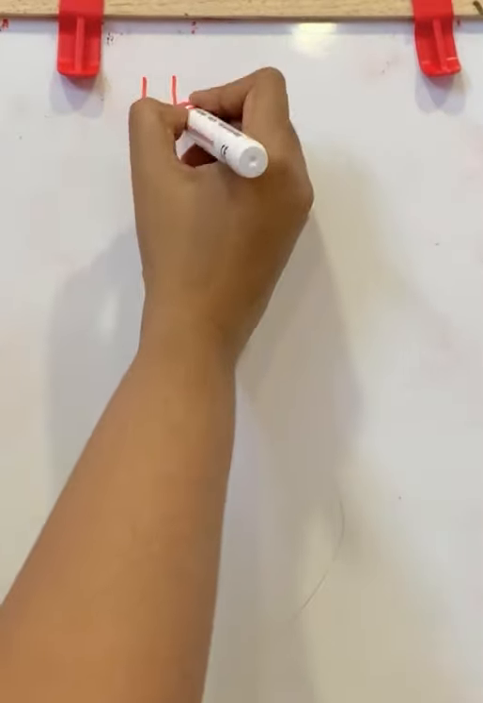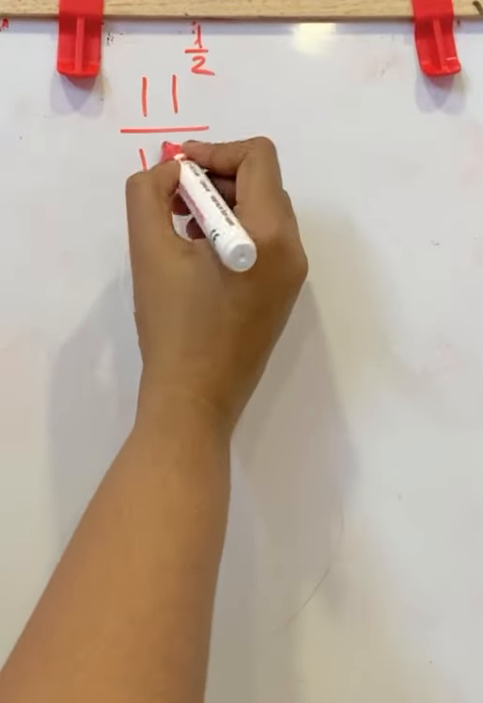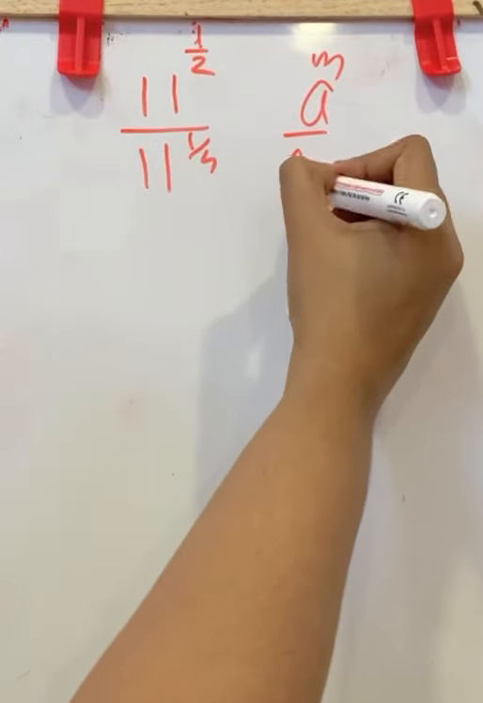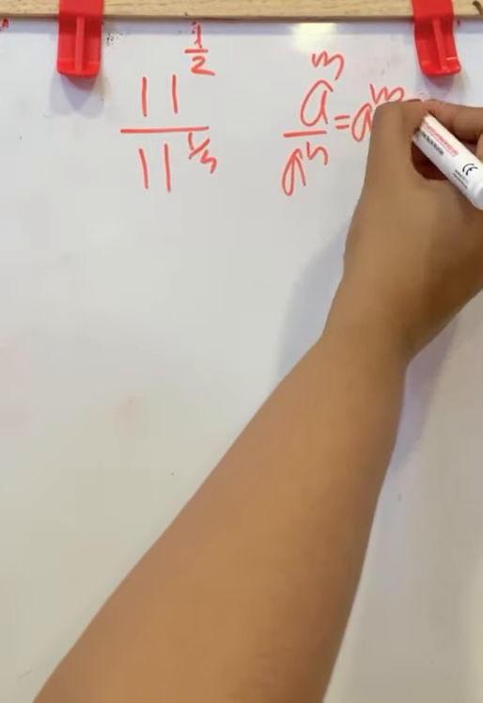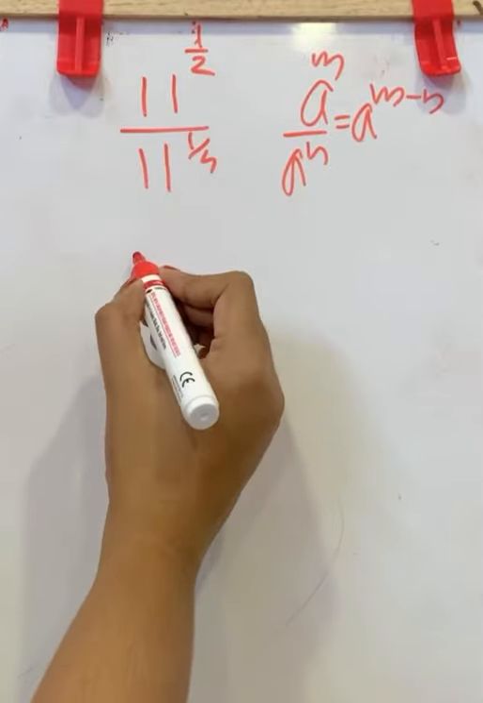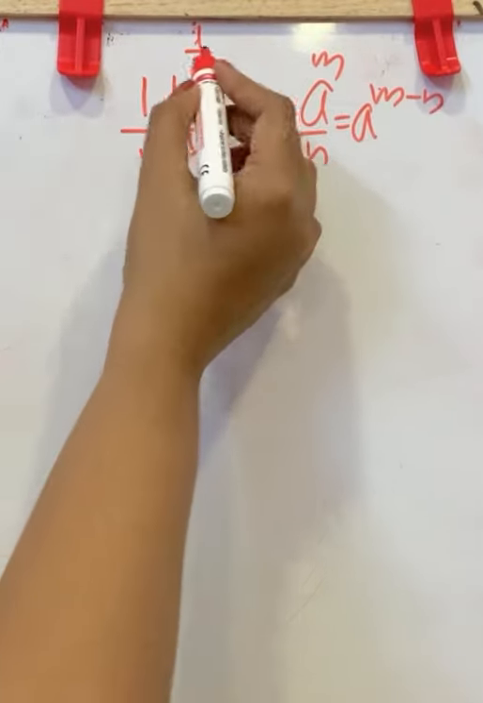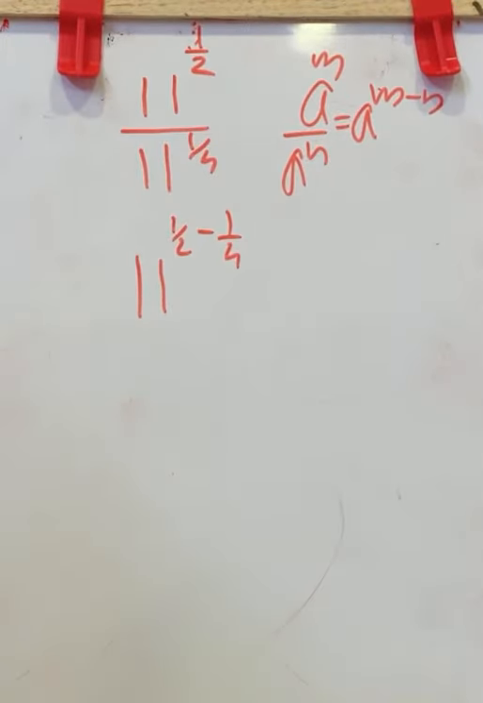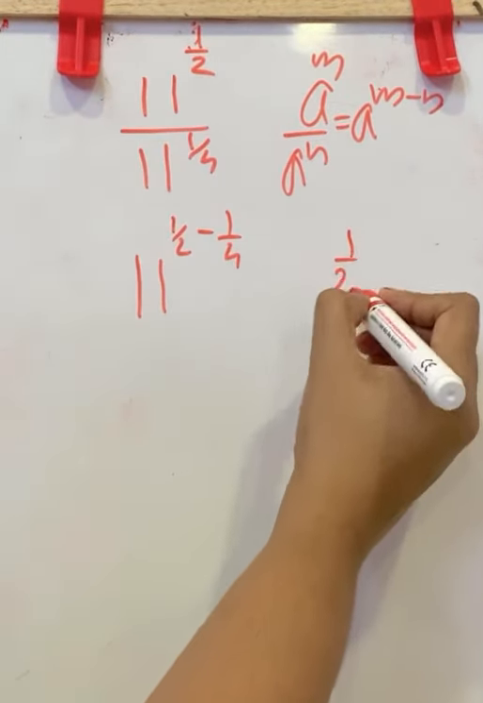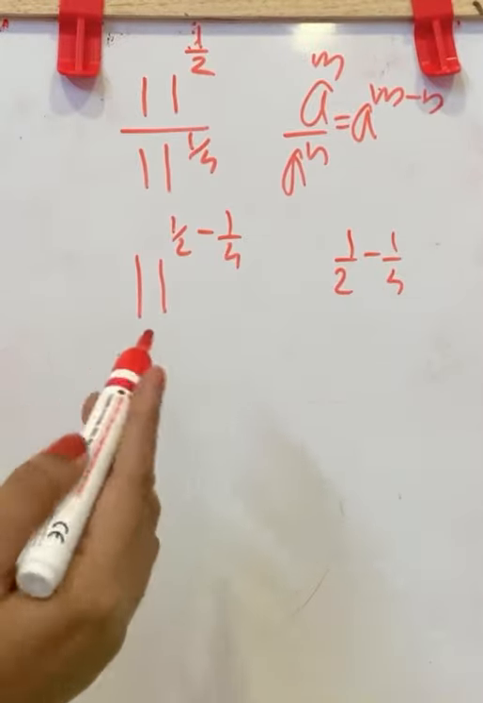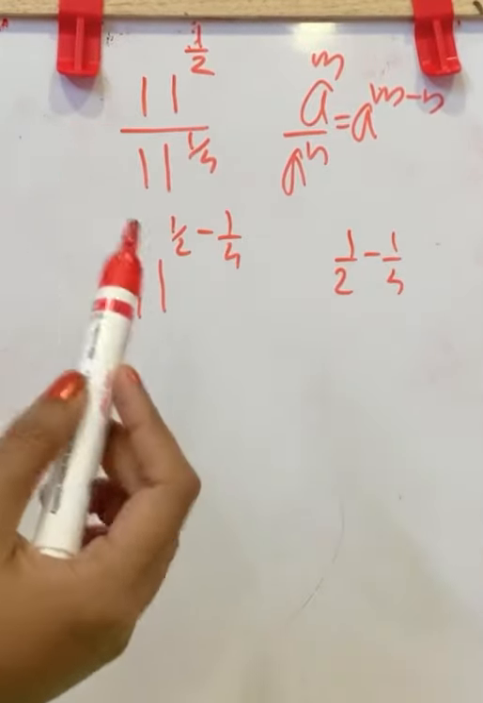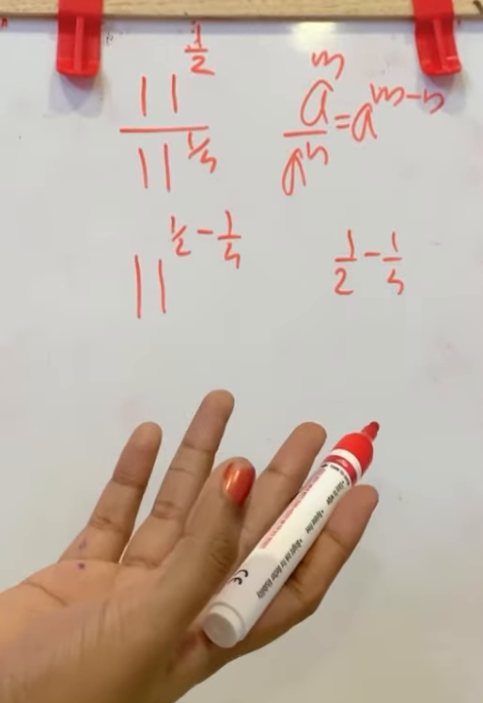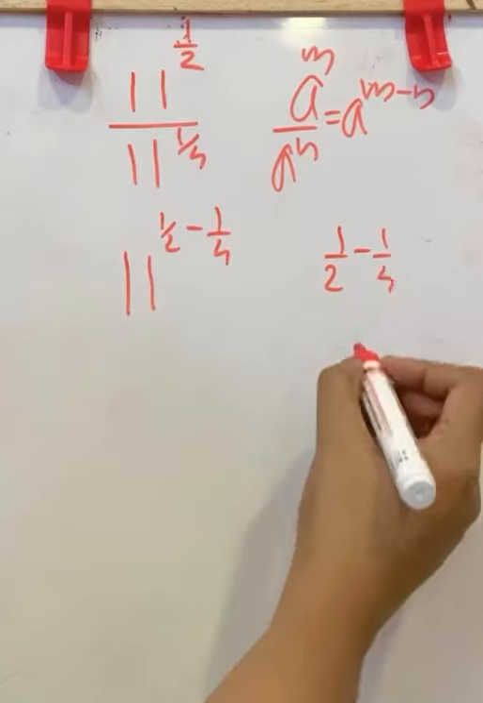Next is 11 raised to 1 by 2 by 11 raised to 1 by 4. This is a raised to m by a raised to n form, which is a raised to m minus n. So we can write this as 11 raised to m minus n, that is 1 by 2 minus 1 by 4. Here we can separately do 1 by 2 minus 1 by 4. Actually, this is half minus quarter. We know the answer is quarter. But we can do it here with 2 and 4.